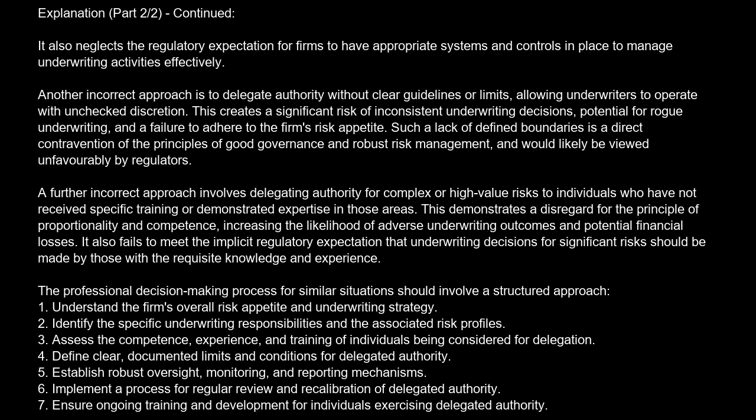effectively. Another incorrect approach is to delegate authority without clear guidelines or limits, allowing underwriters to operate with unchecked discretion. This creates a significant risk of inconsistent underwriting decisions, potential for rogue underwriting, and a failure to adhere to the firm's risk appetite. Such a lack of defined boundaries is a direct contravention of the principles of good governance and robust risk management, and would likely be viewed unfavorably by regulators.